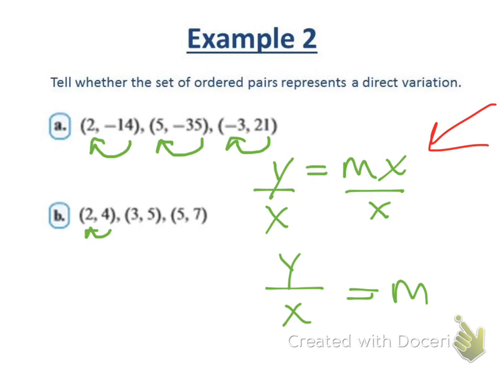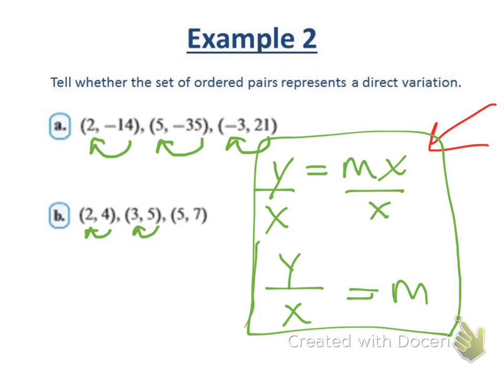4 divided by 2 is 2. 5 divided by 3 is not 2. And so this is not a direct variation. All right? So that's one way that you can look at this thing. Direct variation is y divided by x is the same number every time.